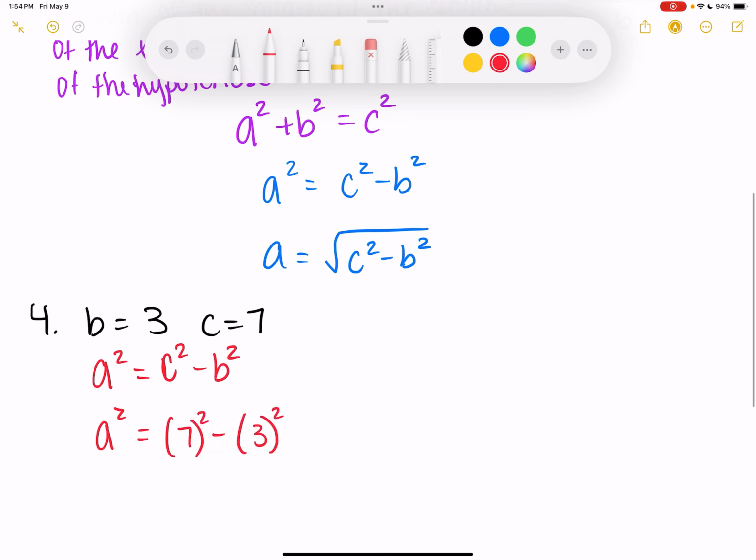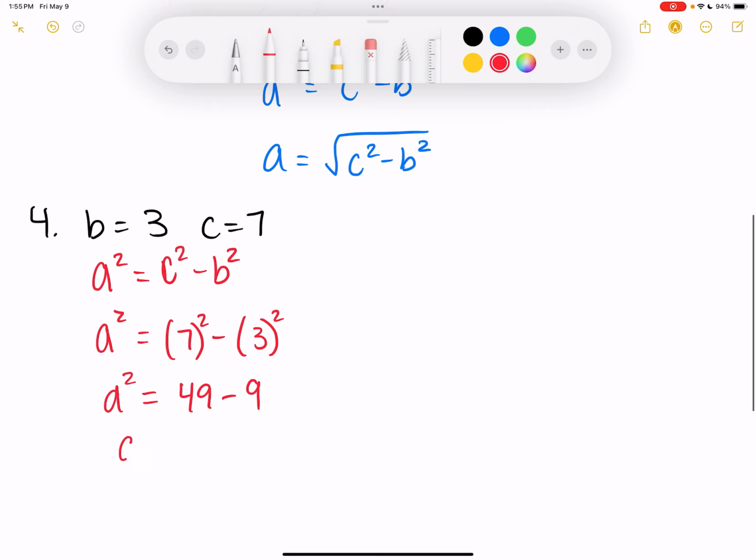Now, it's important to put parentheses around the stuff that's being squared, okay, especially if they're negative numbers, so that you don't get confused, because like I said, everything's got to be positive. These are lengths. So 7 squared is 49, so we've got 49 minus 3 squared is 9, so now A squared is equal to 40. But I'm not done. I've got to take the square root of both sides. So A is equal to the square root of 40.